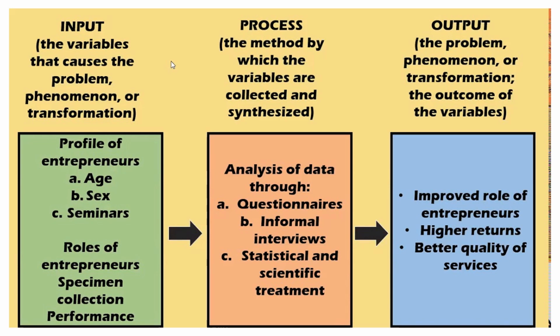When it comes to the process, it is actually the method by which the variables are collected and synthesized. And in this illustration, the process that the variables underwent includes the analysis of data through the questionnaires, informal interviews, and statistical and scientific treatment. The output, which is the improved role of entrepreneurs, higher returns, better quality of service, serves as the output of this process. The output is the problem, phenomenon, or transformation, or the outcome of the variables.